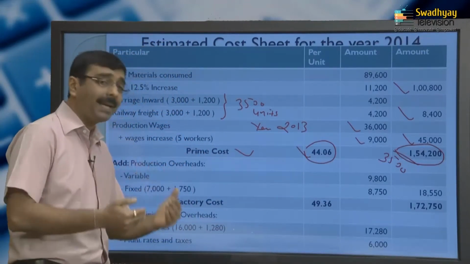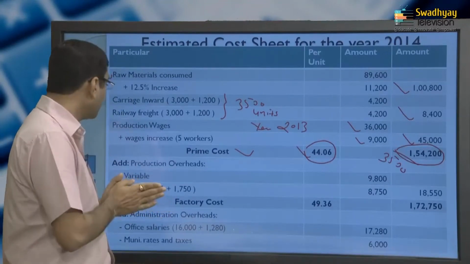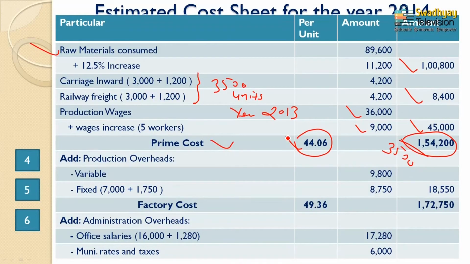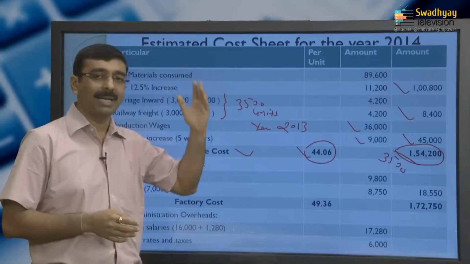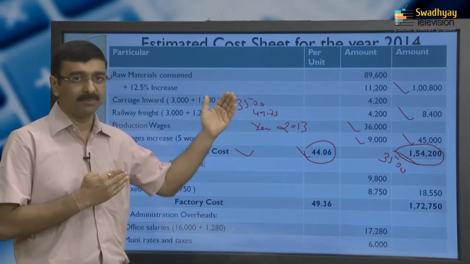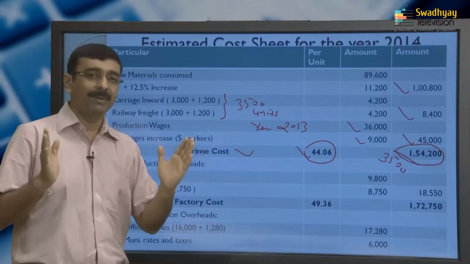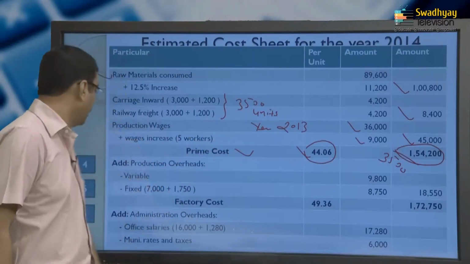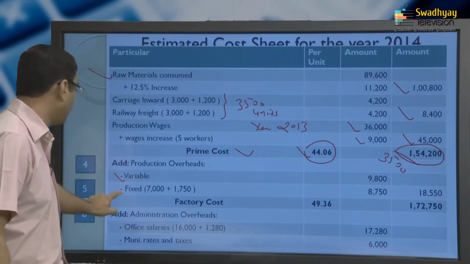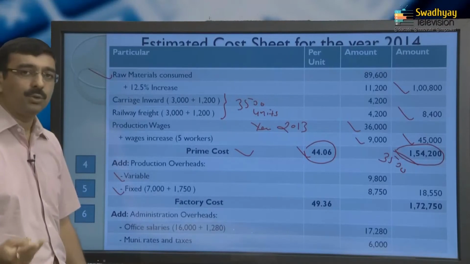44.06. Now the second part. The second part is production overheads, that is factory expenses. The production overheads were already divided into 2 parts, as we already discussed in the first part of the solution. We were trying to divide the production expenses in 2 parts, fixed and variable. So here, see, the variable expenses and fixed expenses were divided in 2 parts.